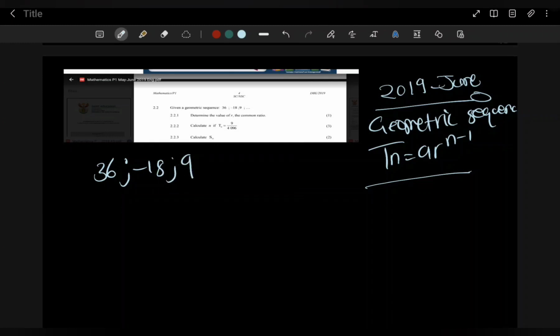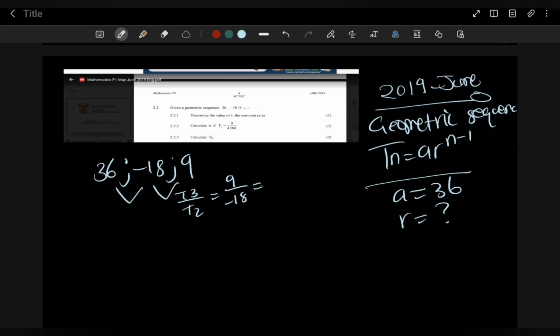And from this, already you know a is 36. r, you can determine quickly by saying T3 divided by T2, which is 9 divided by minus 18, which is minus 1/2. And then even the other one, you say T2 divided by T1, which is minus 18 divided by 36, which is going to be... let me just confirm that quickly. Yes, so we see that r is minus 1/2 or negative 1/2.